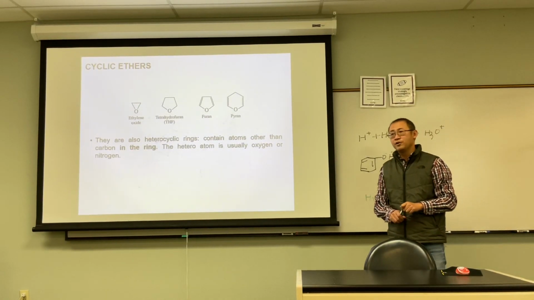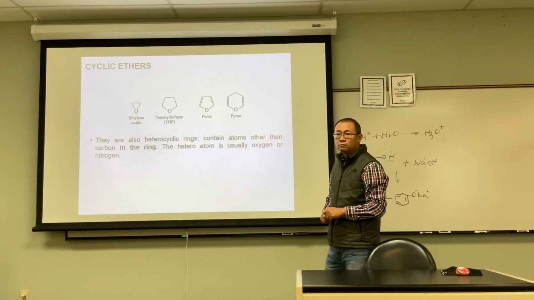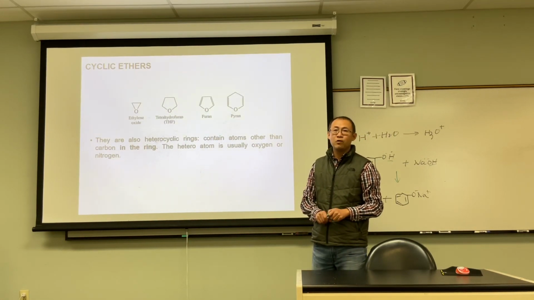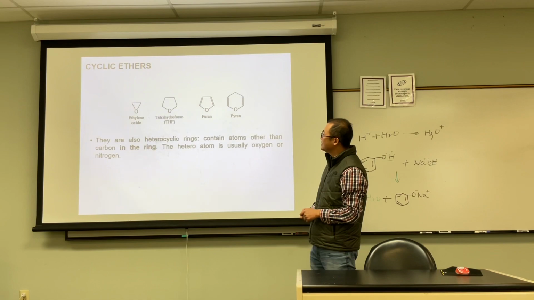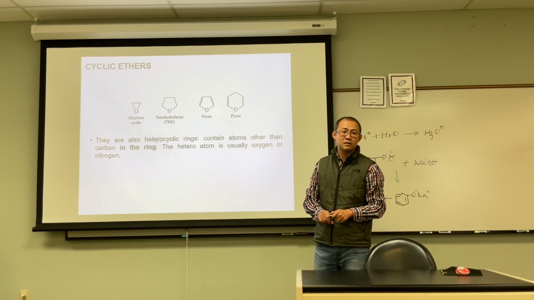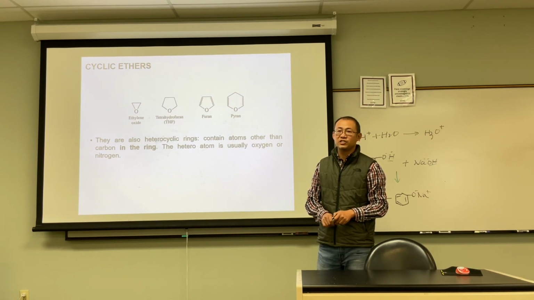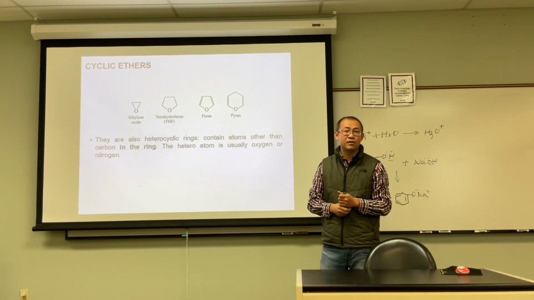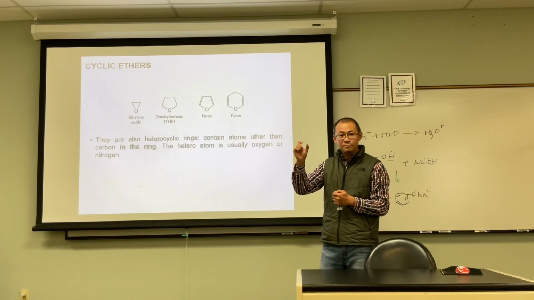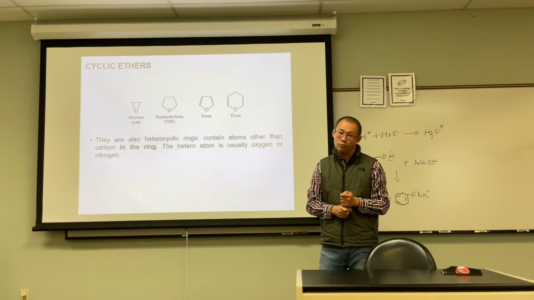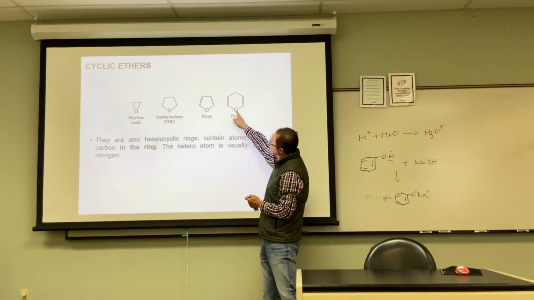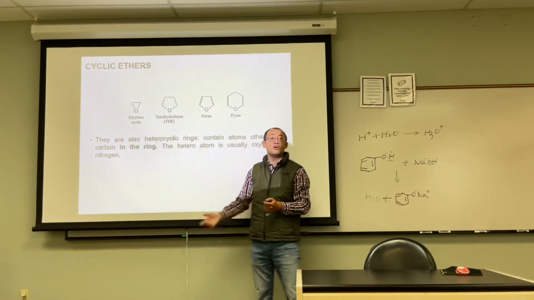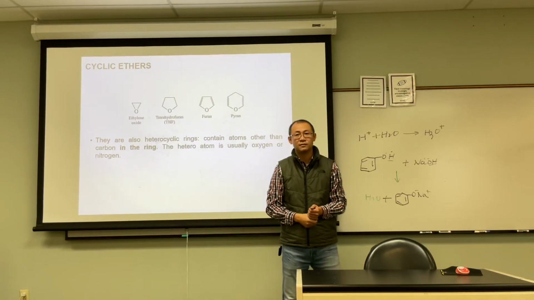Okay, and then ethers. We know there's ROR, but we do have a class of compounds called cyclic ethers, meaning the oxygen is part of the ring. And you can see that they all have the same functional group of COC, because oxygen is part of the ring. When you have part of a ring, then you have COC. These are all ethers. We call them cyclic ethers.